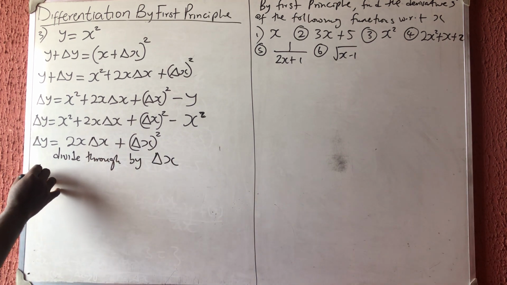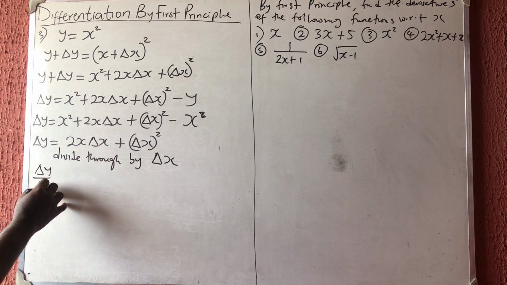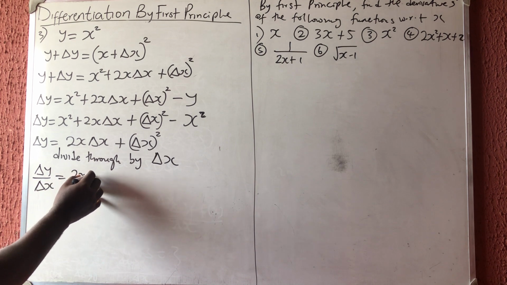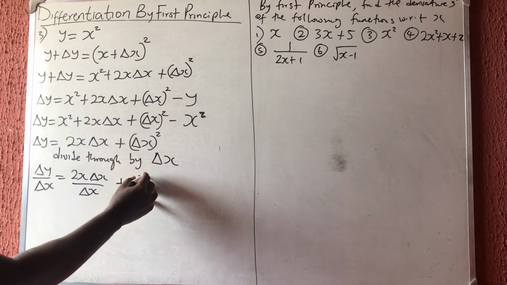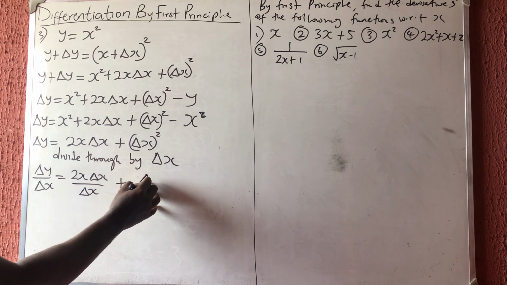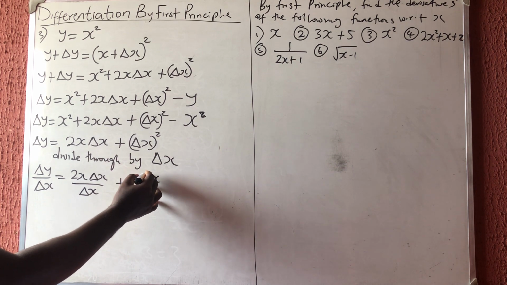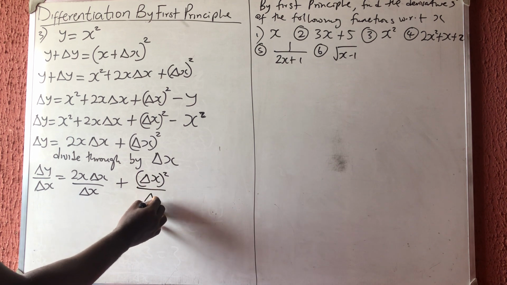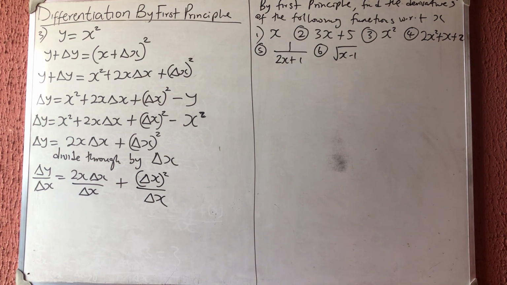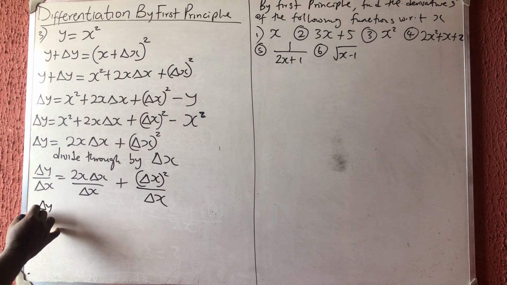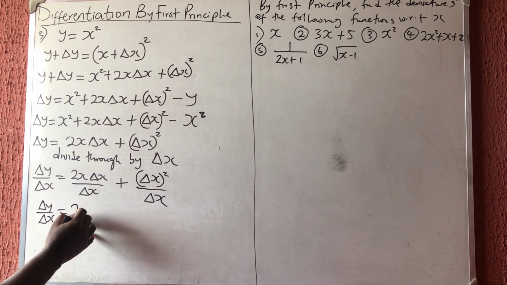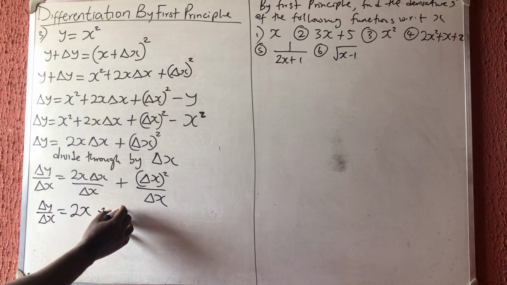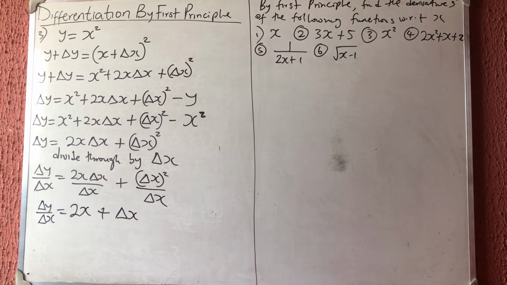So I'm going to have change in y over change in x is equal to what? 2x change in x over change in x, plus change in x all squared over change in x. So now you will see that my change in y over change in x is equal to this. Cancel this, I'm left with what? 2x plus change in x, because this cancels one of these.